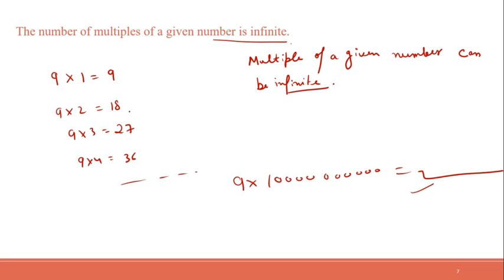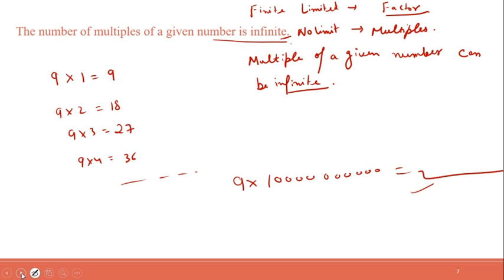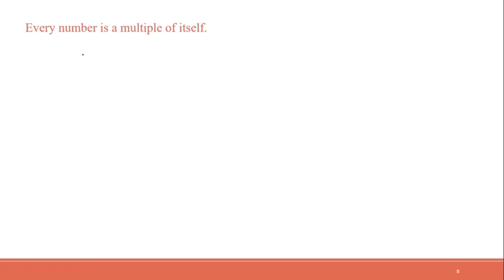That means there is no limit. We can write as many multiples as we want. Got it? That means factors are finite. Infinite means no limit. Got it? And finite is limited. So factors are finite and multiples are infinite. Got it?